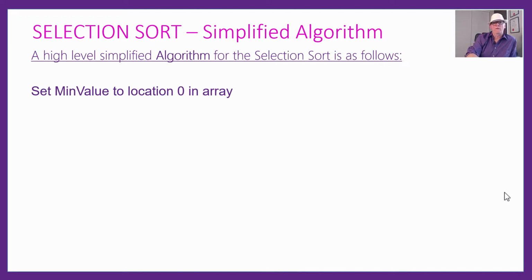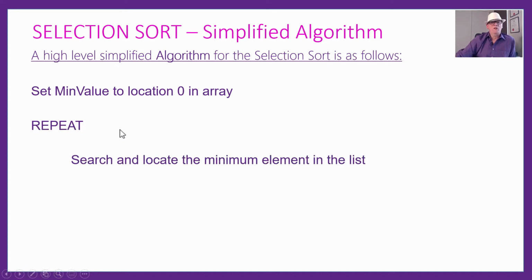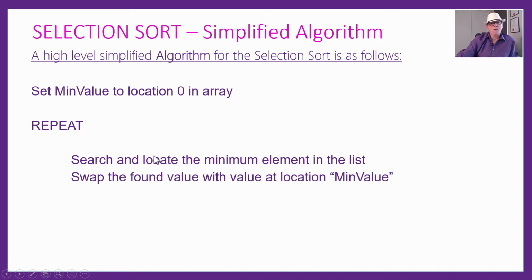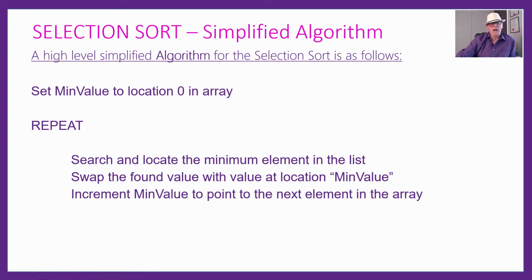Now, the simplified algorithm of what we were doing with that selection sort is basically we were setting the minimum value at the start to location 0, the very left-hand side start of the array that we had there on our screen. And then we were repeating steps. We searched all the way along and located the minimum element in our list. Then we swapped that one with the one at the start, so that we had the smallest one at the front. Then we incremented our minimum value by 1 so that we were at the next place along, and did the same thing again.